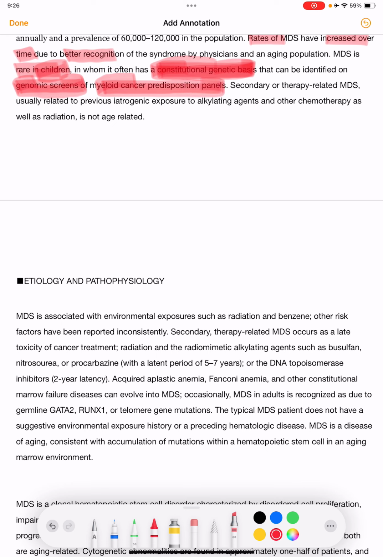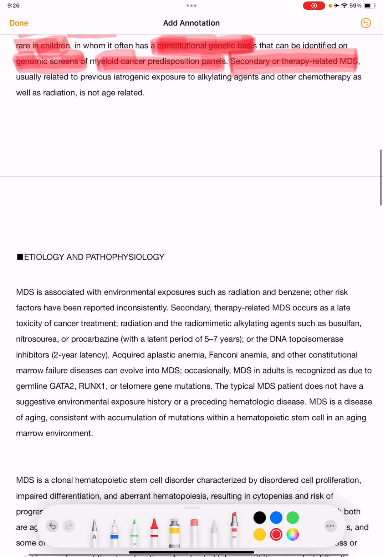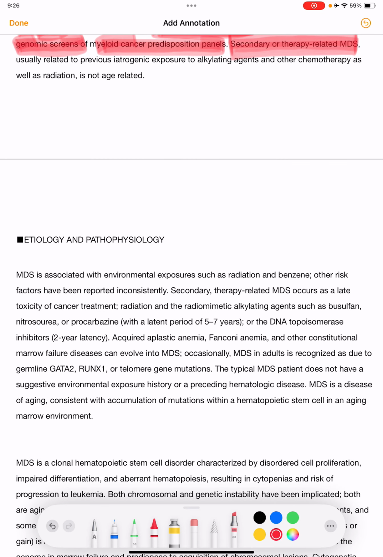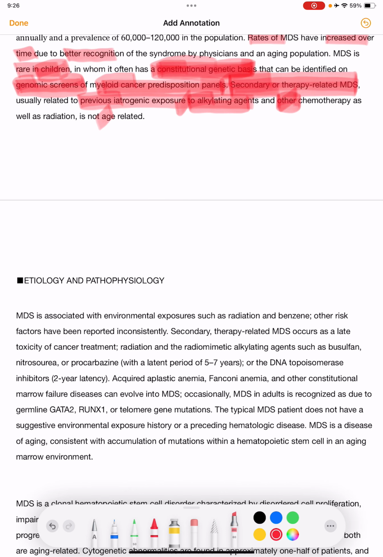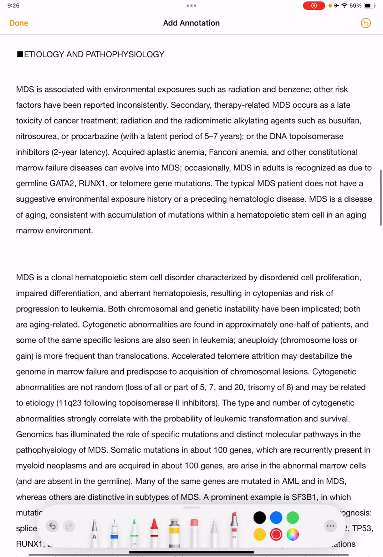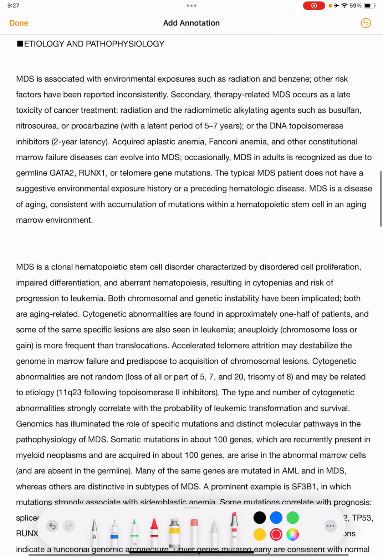And then we have secondary or therapy related MDS. This is usually related to previous iatrogenic exposure to alkylating agents and other chemotherapy as well as radiation. So this is not age related. If the patient was previously exposed to alkylating agents and other chemotherapy agents, then we have the secondary or therapy related MDS.